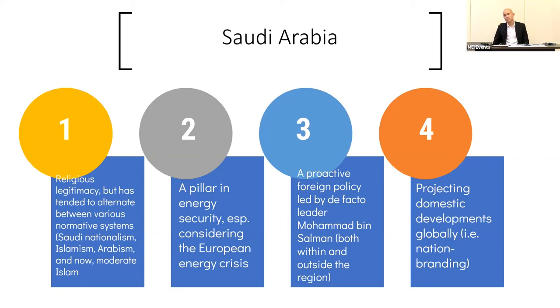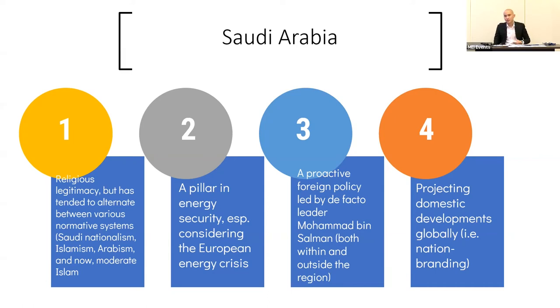Of course, I mentioned that Riyadh is also a pillar in energy security, considering the European energy crisis. I talked about how meetings between European leaders and Crown Prince Mohammed bin Salman have already occurred, and this lies on their agenda. And we've seen a very proactive foreign policy, contrary to what Saudi Arabia was described as, a hesitant middle power. Now we are seeing the Crown Prince taking the initiative, not only to resolve the blockade previously, but also now dropping that whole Khashoggi case, and rebranding himself on the global stage.